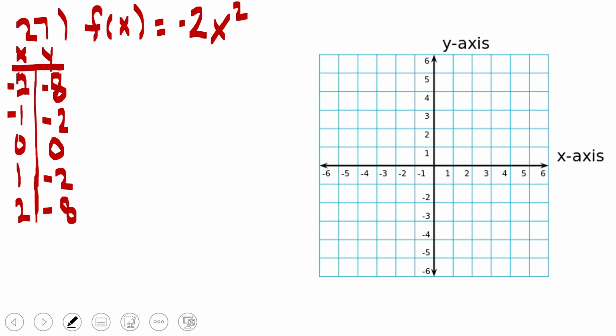Plotting these points on the graph, you notice the origin 0, 0 right away. -2, -8, somewhere down here. -1, -2, it's about right here. We have our 0, 0, 1, -2 is here, and 2, -8 is here. An upside down parabola.